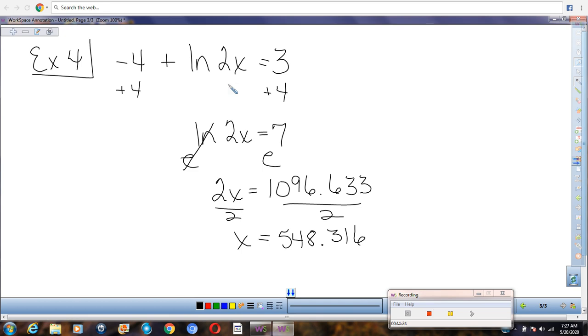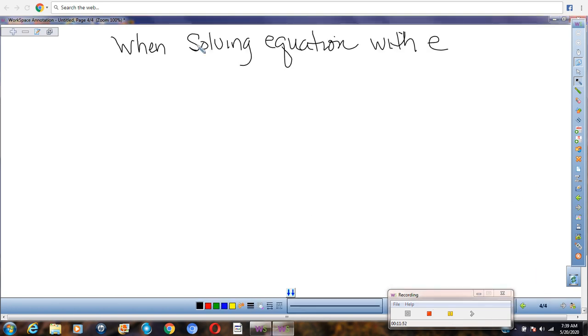All right, so we've talked about what to do if there's a log in the equation. But what if there's an e in the equation? In solving an equation with e, let's talk about those steps. Step 1, just like everything else, we need to get that e to its exponent by itself. I'm going to write it with a box there.